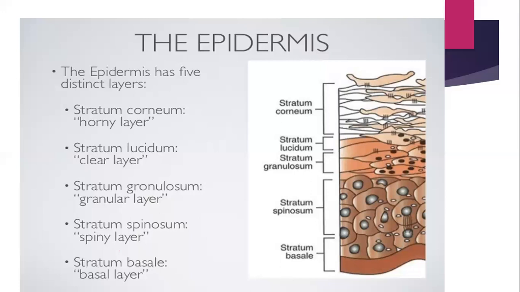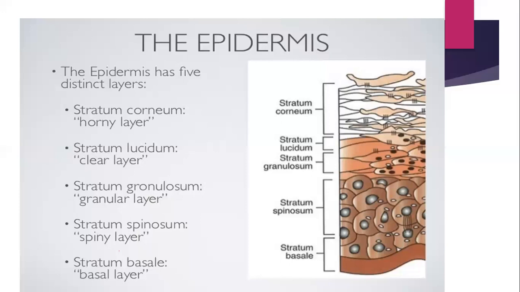So from our basal layer, we go up towards our spinosum, our spiny layer. And the reason it's called a spiny layer is because when the cells are being pushed to the surface, they grow spines. And this is where the melanin is actually produced. So you're getting your defense for UV rays and color.